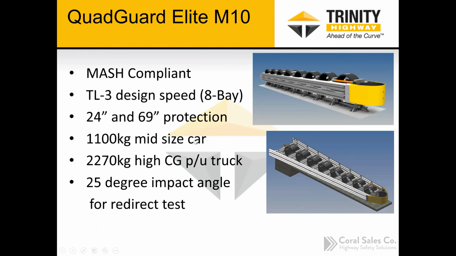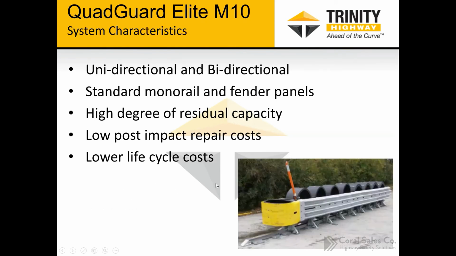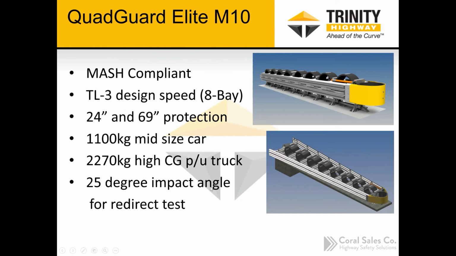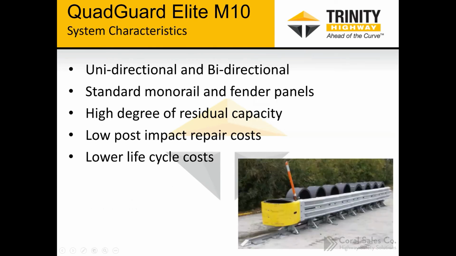They go through both small car testing and what is essentially a crew cab pickup truck, 5,000 pounds. This vehicle here is, I believe, right around 2,200 pounds. And then they also take on a 25-degree impact angle on the side for a redirective test. So again, these are acceptable in both unidirectional and bidirectional applications. Again, same standard monorail and fender panels.